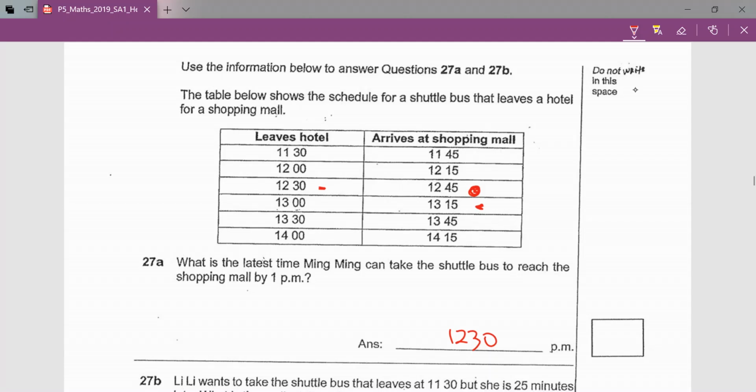12:30 p.m. Put a dot is better, because if you don't put a dot, it's actually the 24-hour time format. Since they give you a PM, put a dot there.